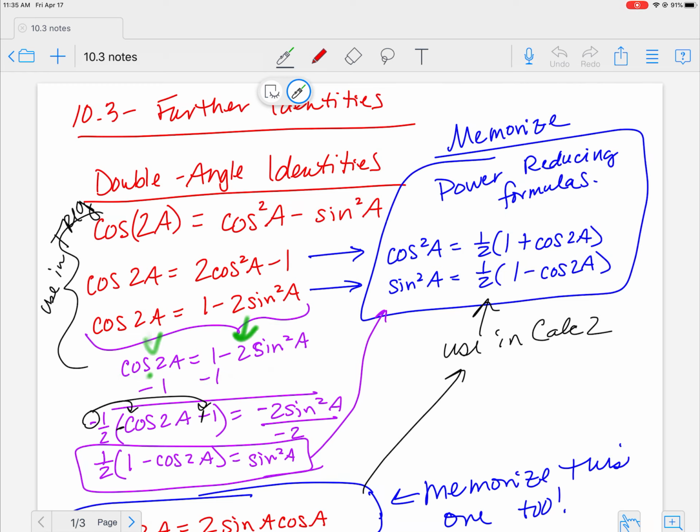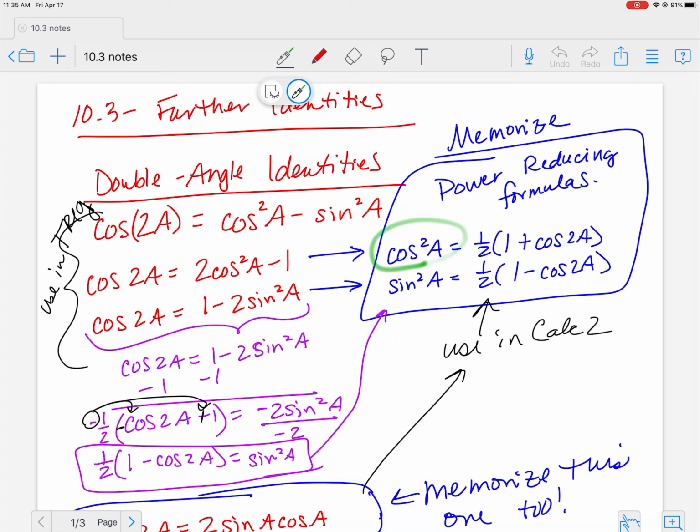You start off with cosine double angle. I'm going to subtract 1 from both sides. Then I have this negative 2 sine squared. If I divide both sides by a negative 2, that's the same thing as multiplying by a negative 1/2. If you distribute that negative sign, your cosine double angle becomes negative. Your 1 is positive. So I have a 1/2 times 1 minus cosine 2a is equal to sine squared. And that's how I get this.